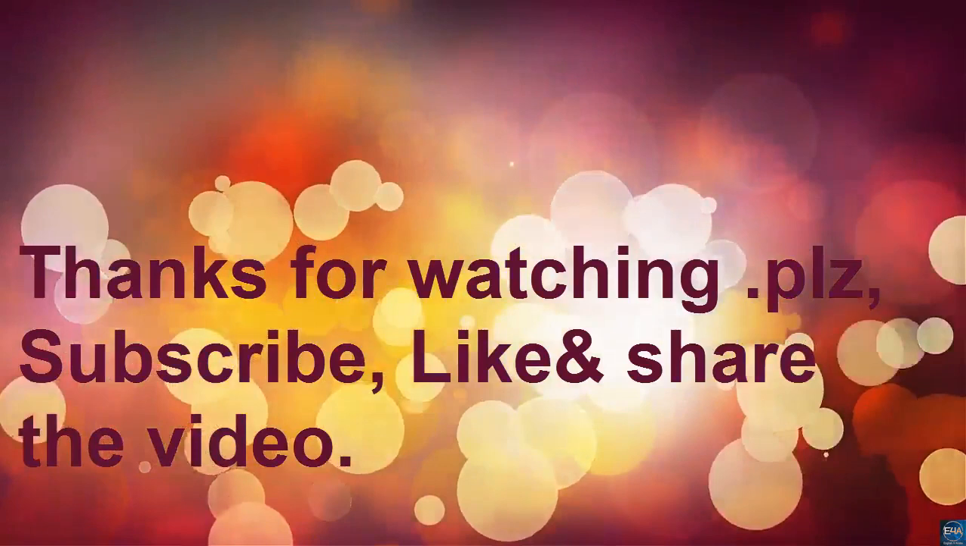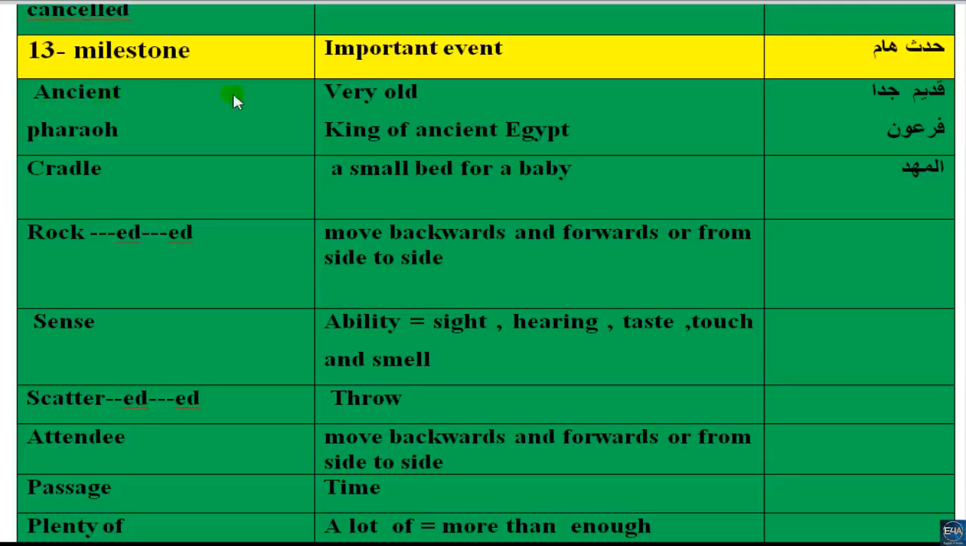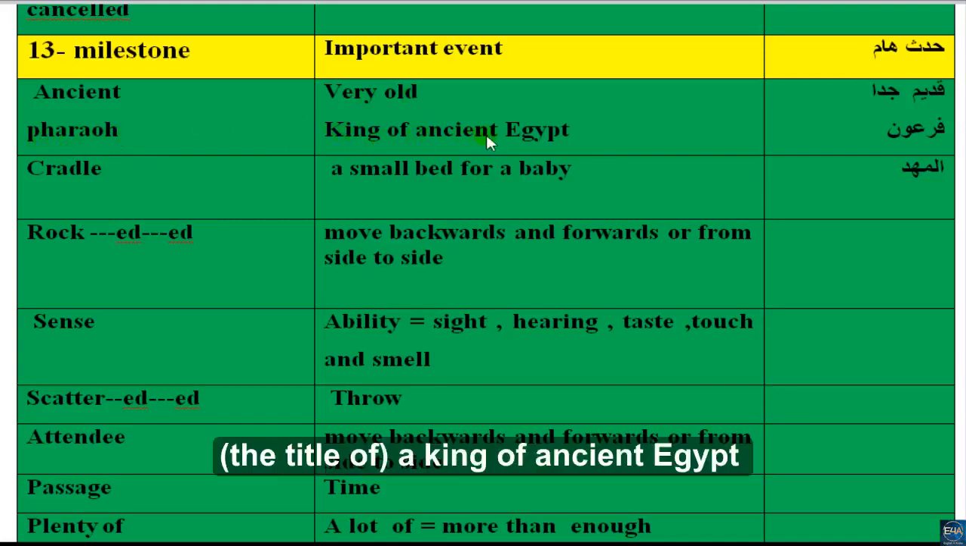Milestone, important event. Ancient, very old. Yeah, a sound between Y and O. Very old. Pharaoh, H silent, PH as F sound. Pharaoh, king of ancient Egypt. This is a title. King of ancient Egypt.